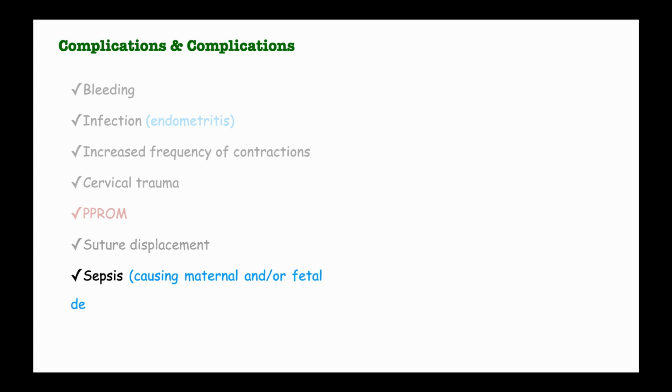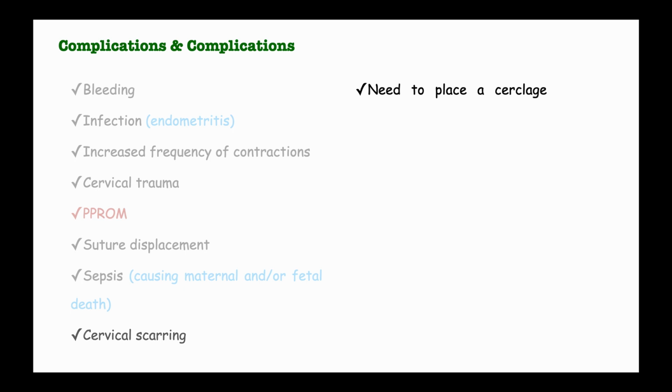Then we may also have sepsis as a complication of cerclage. Usually, this sepsis may lead to both maternal and fetal deaths. Now, we may also have cervical scarring, and this usually may occur after the cervix has healed post the procedure. We may also have another complication such as the need to place a cerclage in each gestation, because the first pregnancy required cerclage, and so subsequently we may need to still put a cerclage, which is a complication.